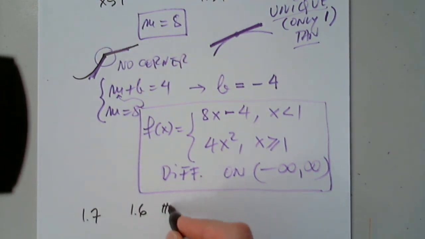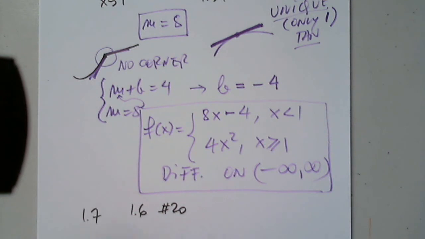So you said 1.6, number 20? Yeah. Okay, so let's see number 20. The population, in thousands, of a small city is given by the following function, where t is time in years. Answer parts A through C.